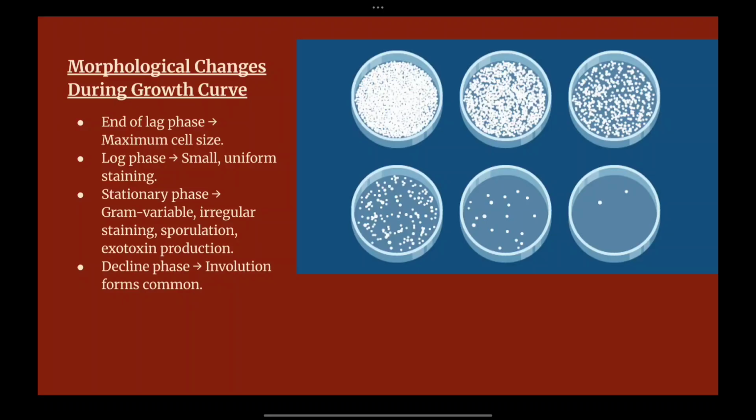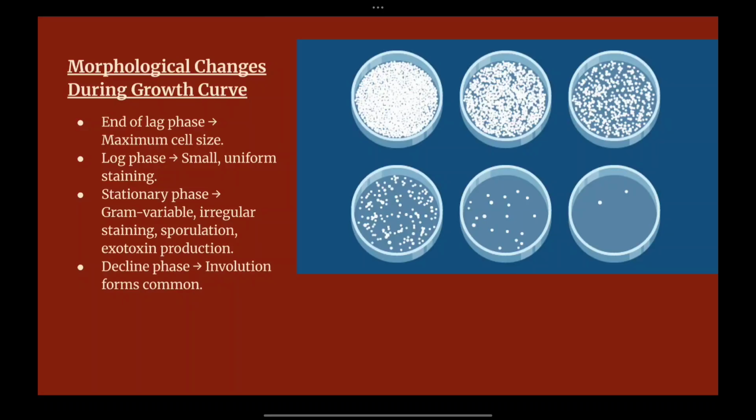Sporulation is spore formation, which happens because of unfavorable conditions or because nutrition is not left inside the medium. Sporulation is a type of reproduction seen in bacteria. When an unfavorable condition happens, the bacteria starts to form a thick covering surrounding it and starts dividing inside the thick covering. That is sporulation. And exotoxin production.